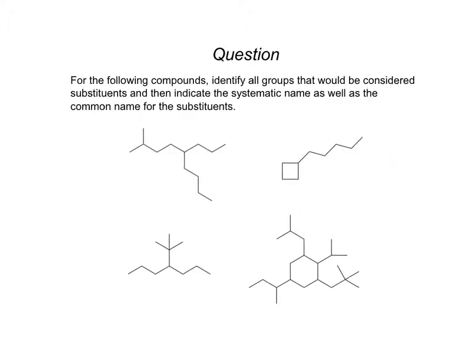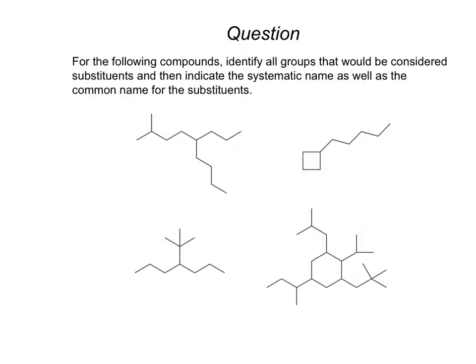Okay, so it would be helpful to consult the notes from the previous one that show you isopropyl, isopentyl, I think. Tert-butyl, sec-butyl. But for all these molecules, I want you to identify and name the substituents for each one. So go ahead, give that a shot.